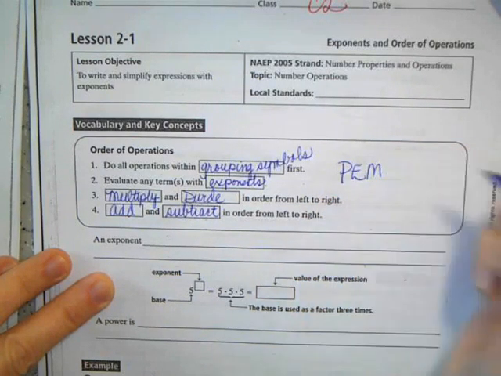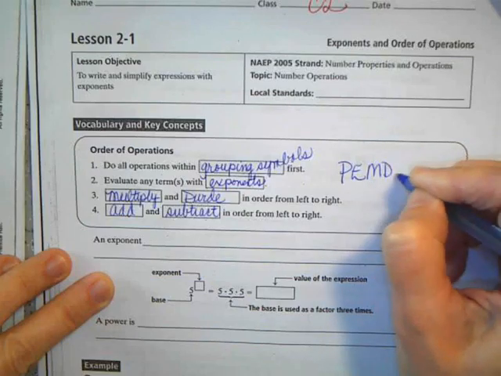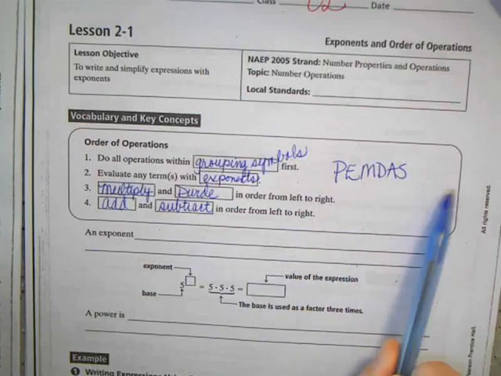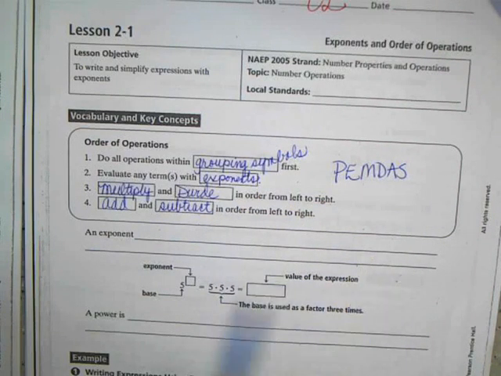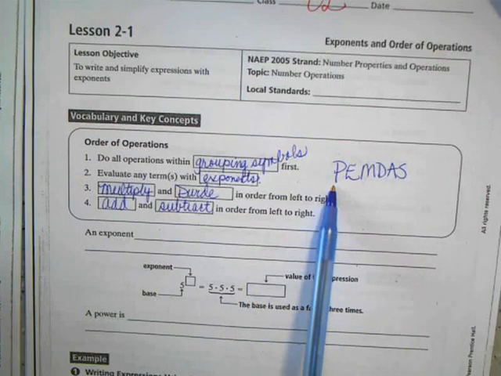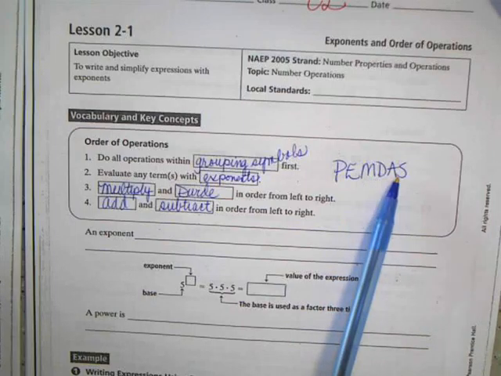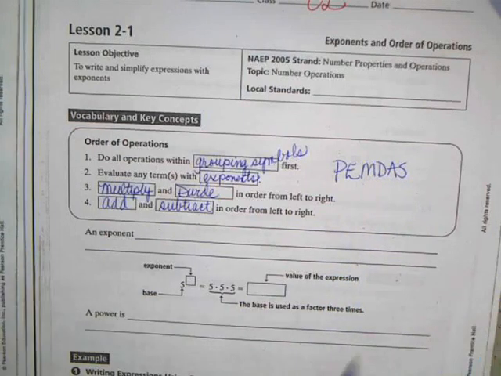So our order of operations is PEMDAS, okay? A little acronym for that might be Please Excuse My Dear Aunt Sally, okay? Parentheses are any grouping symbols, exponents, multiply and divide from left to right, add and subtract in order from left to right.